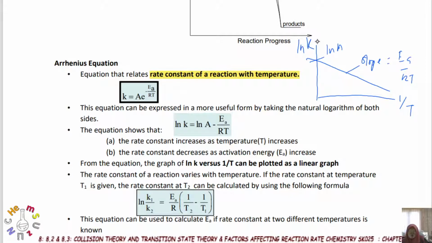Daripada sini pun kita boleh tengoklah ln K tinggi, T tinggi. Tapi untuk EA, nak slope dia lagi besar, EA dia kena lagi besar. Okay, lepas tu dia kata the rate constant of the reaction varies with the temperature. If the rate constant at the temperature T1 is given, the rate constant at T2 can be calculated by using the following formula. ln K1 over K2 is equal to EA over R, 1 over T2 minus 1 over T1. This equation can be used to calculate EA if the rate constant at two different temperatures is known.